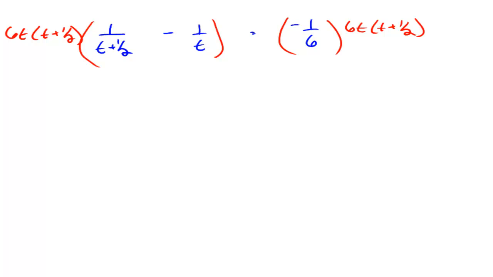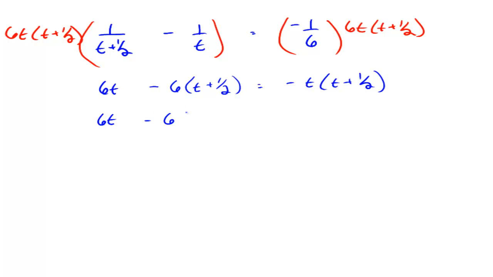And for the first term, the t plus 1/2 cancel, giving me 6t. The second term, the t's cancel, giving me 6 times t plus a half. And then on the right side, the 6's cancel, leaving me with negative t times t plus 1/2. So now I'm going to multiply through, and I'm going to get 6t minus 6t minus 3 is equal to negative t squared minus 1/2 t.